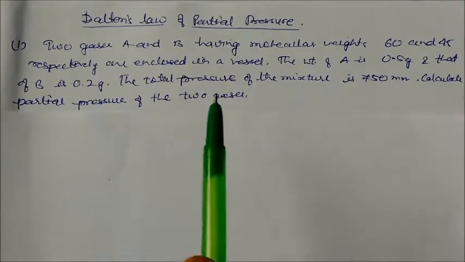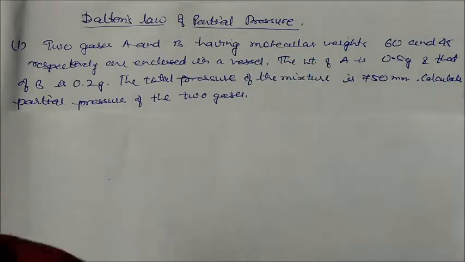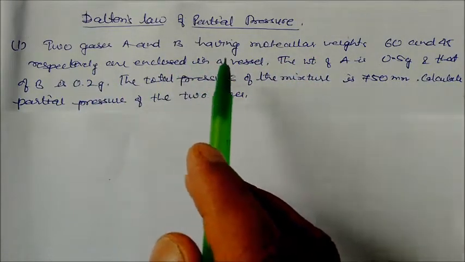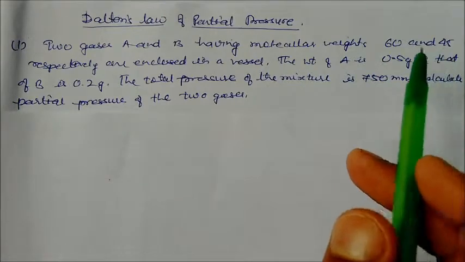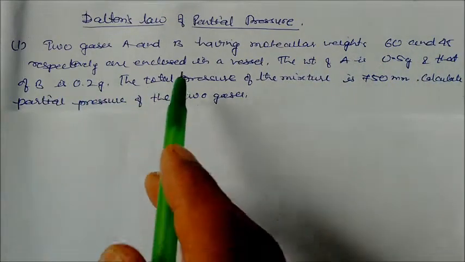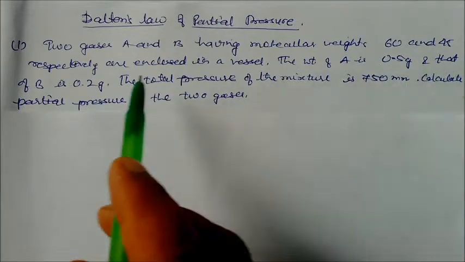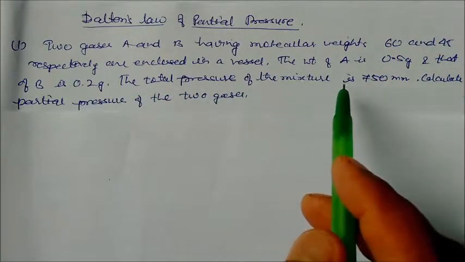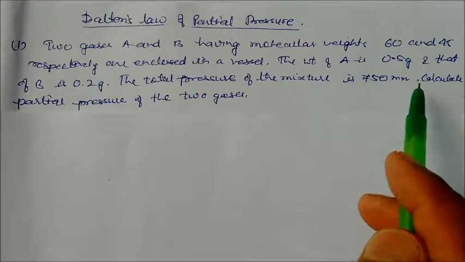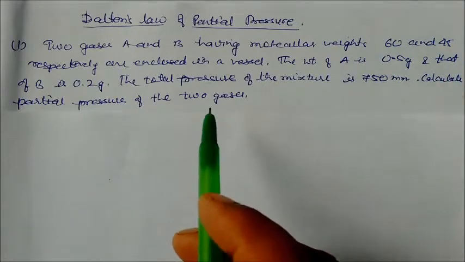To this problem section of Dalton's law of partial pressure. Two gases A and B, having molecular weights 60 and 45 respectively, are enclosed in a vessel. The weight of A is 0.5 gram and that of B is 0.2 gram. The total pressure of the mixture is 750 millimeters. Calculate the partial pressure of the two gases.